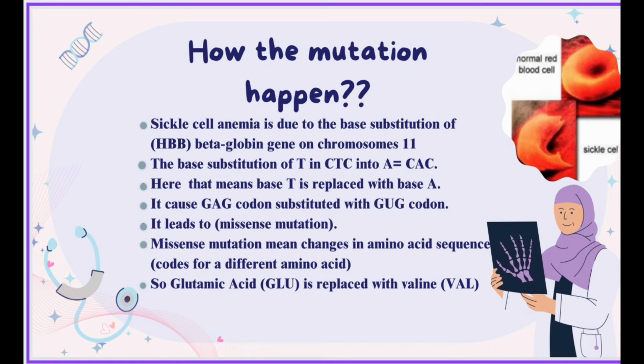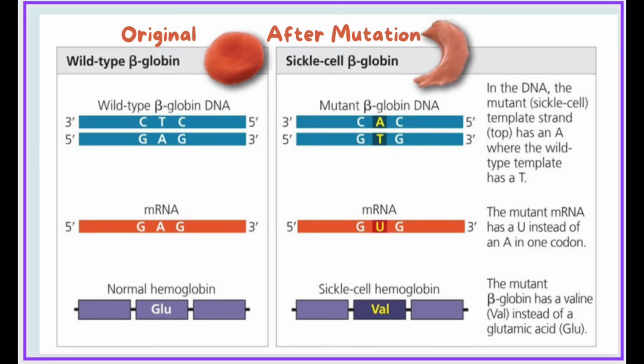It leads to a missense mutation. Missense mutation means changes in the amino acid sequence. The glutamic acid GLU is replaced with valine. Here is the difference between the normal red blood cell and the sickle cell disease red blood cell. This is the process.